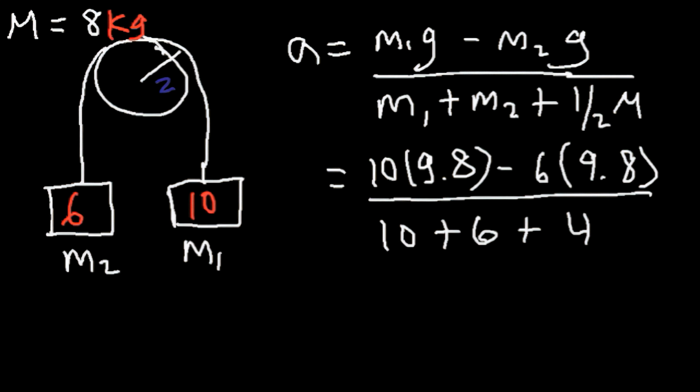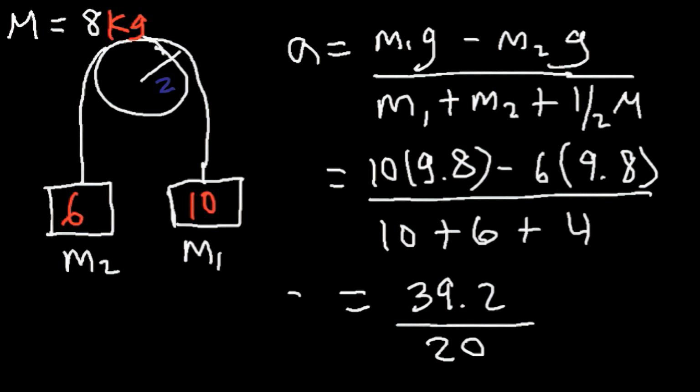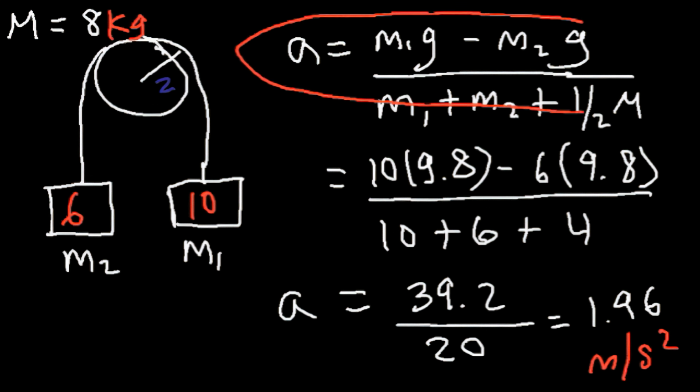So 10 minus 6 is 4, and 4 times 9.8 is 39.2. 39.2 is the same as 10 times 9.8 minus 6 times 9.8. You can subtract these two because they're multiplied by a common number of 9.8. 10 plus 6 plus 4 is 20. So 39.2 divided by 20 is equal to an acceleration of 1.96 meters per second squared. So that's the acceleration of the whole system. Now let's see if we can get this equation using tension force.